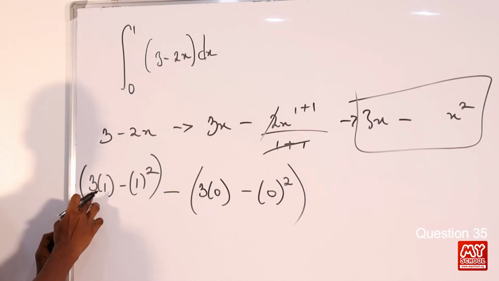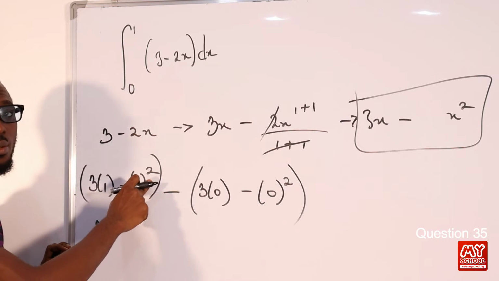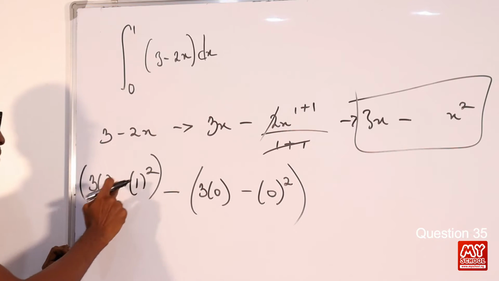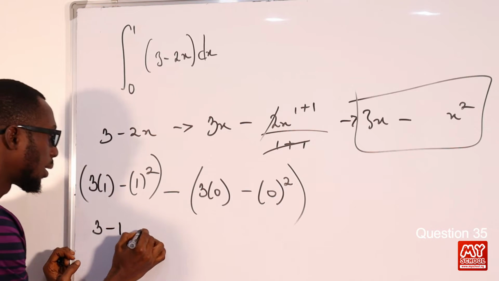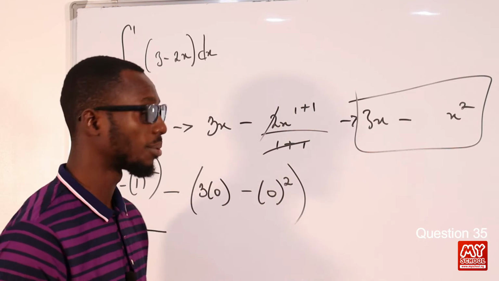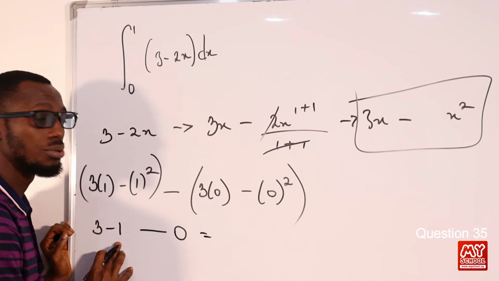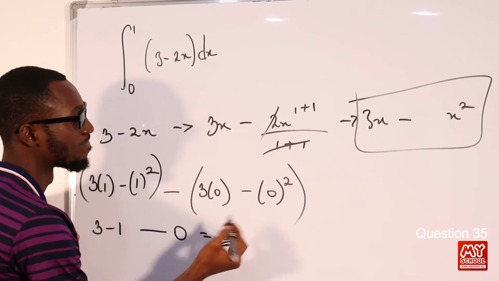Right? So 3 times 1, we have 3. 1 raised to power 2 means 1 times 1, and that is 1. So we have minus 1, then big minus. 3 times 0, that is 0. 0 raised to power 2, that is 0. So we have the zeros here. 3 minus 1 is 2. 2 minus 0 is 2.